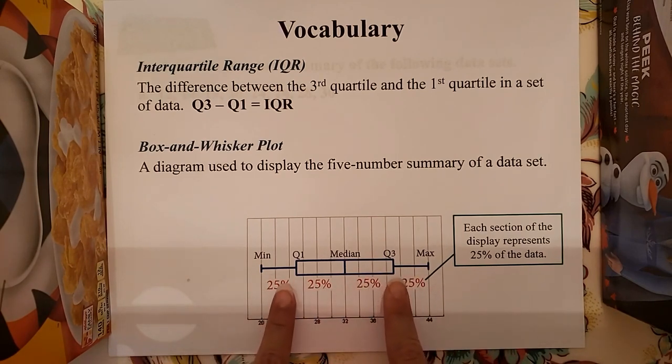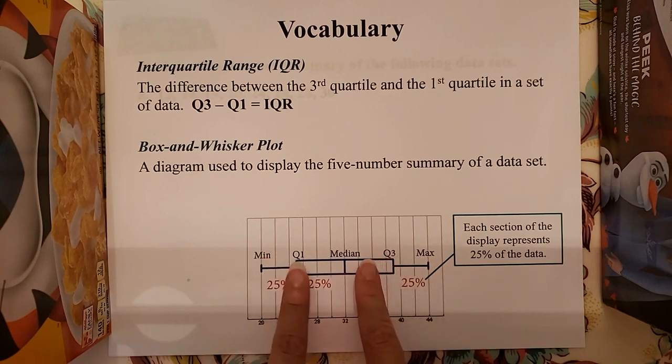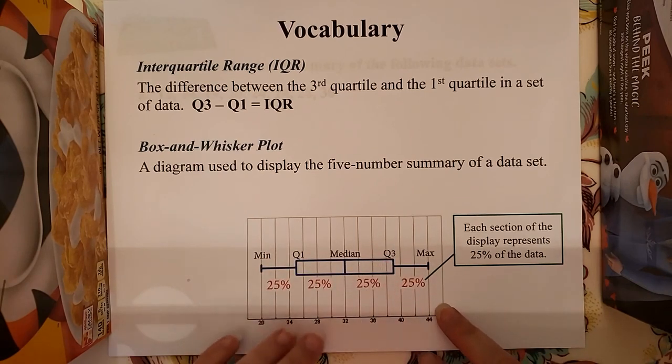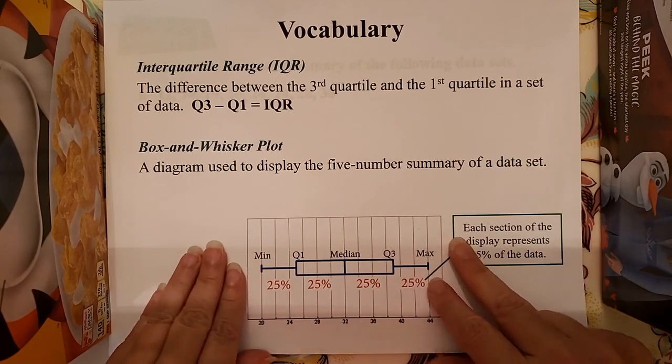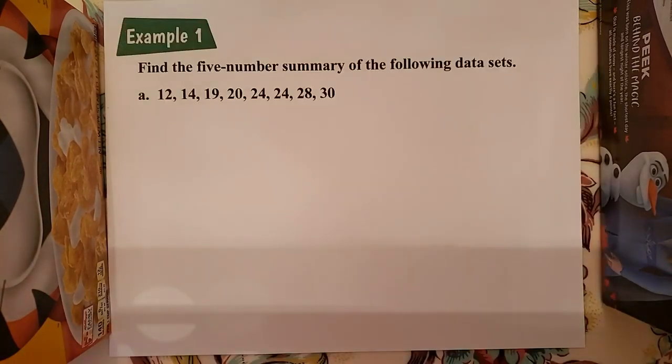They will not always be equal. Sometimes you're going to find a really long whisker. Sometimes the whisker might not be very long at all, but a quarter of your data falls in that range. We're going to do some problems together. The first is asking us to find a 5-number summary of the following data sets.